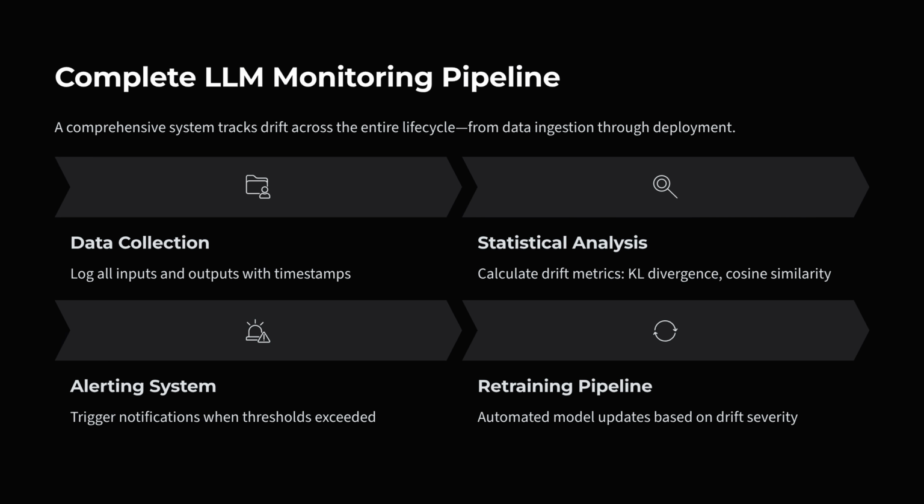Complete LLM monitoring pipeline. Now let's bring these signals into one continuous pipeline. Think of it as a quiet guardian running in the background. It logs every input and output with timestamps, building a timeline of the model's behavior. Then, it calculates drift metrics like KL divergence or cosine similarity to see how far new outputs deviate from your baseline, like comparing today's handwriting to your original style.